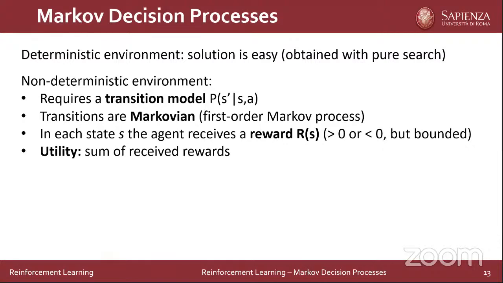You will typically have values that range between -1 and 1. This is the standard thing. You can also have larger rewards, but again, there will be a bound on the value that you can get. And the utility for a reinforcement learning agent, so the value for a reinforcement learning agent, will be the sum of the received rewards, so the accumulation of the rewards. So the reinforcement learning agent wants to maximize, when taking an action, the sum of the rewards that it is receiving.